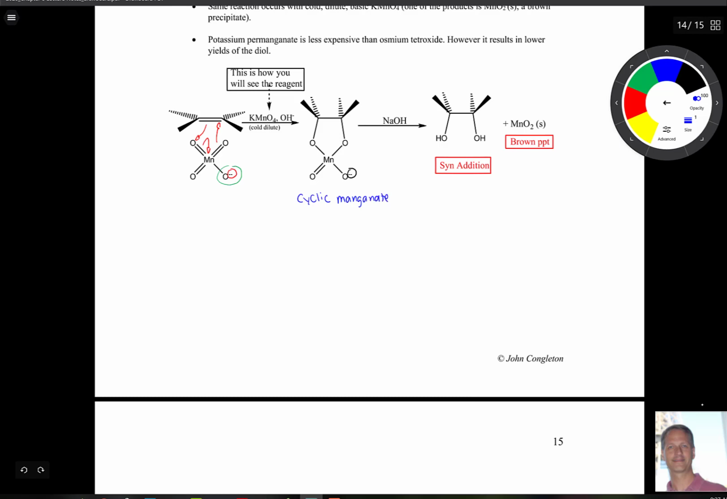So this thing is called a cyclic manganate ester. And then sodium hydroxide kind of takes care of the rest of this and gives us the syn diol. In addition, you get a brown precipitate. Now, again, the mechanism for that removal with sodium hydroxide, it's not something that we're going to talk about this semester. So we just need to know the observed reaction in this first little step here of the mechanism.